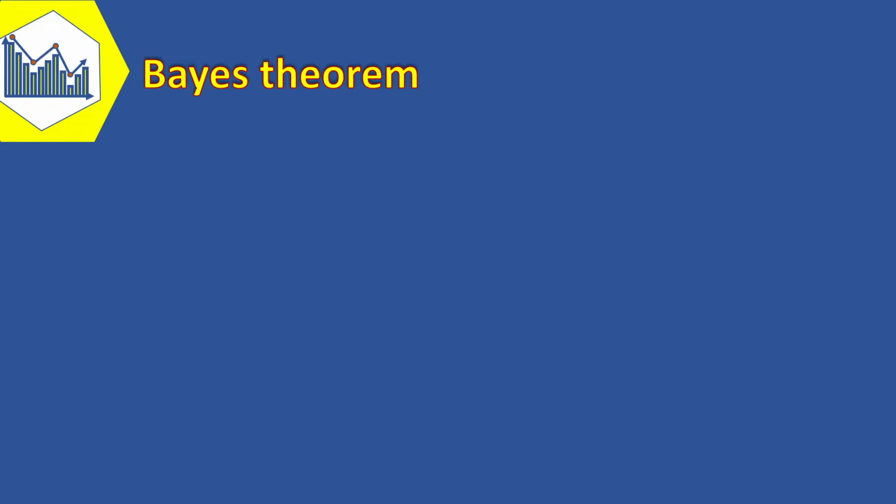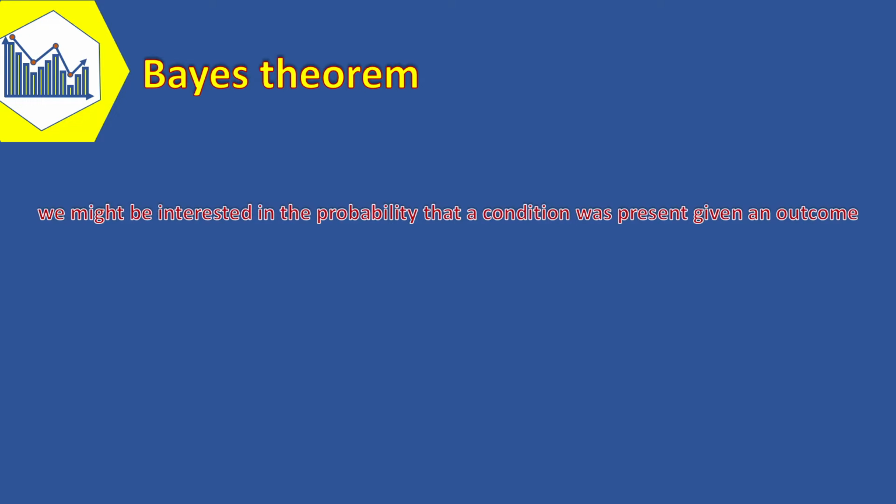As I mentioned at the beginning of the video, sometimes we might be interested in the probability that a condition was present given an outcome. So to answer this question, we use the Bayes theorem. But before going into the definition, please give attention to this point. Do not let the simplicity of the mathematics conceal the importance. Now, let's see what is the Bayes theorem.